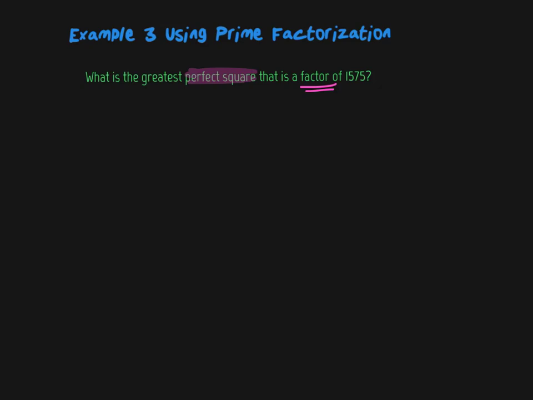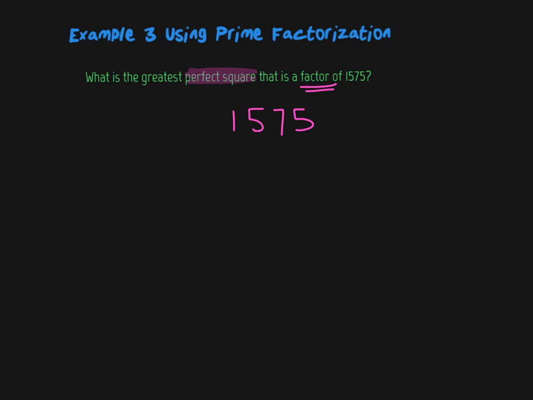So this gets a little tricky, but we can use prime factorization to figure it out. So what we're going to start with is writing out 1,575, and we are going to factor this out. Because 1,575 has many factors, it's not efficient to list all the factors to check for perfect squares.